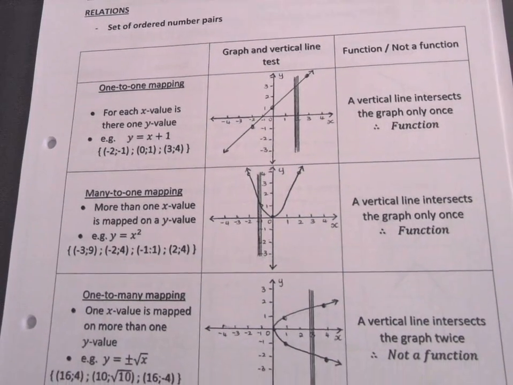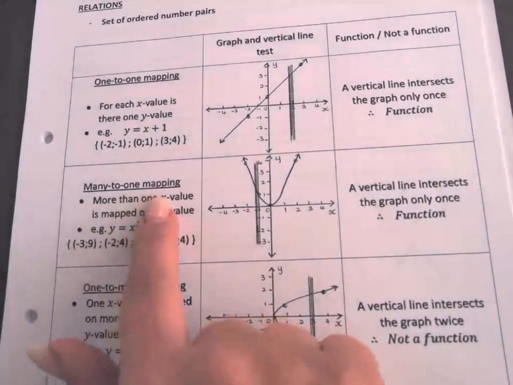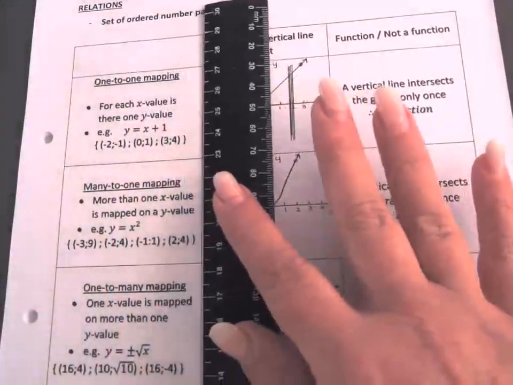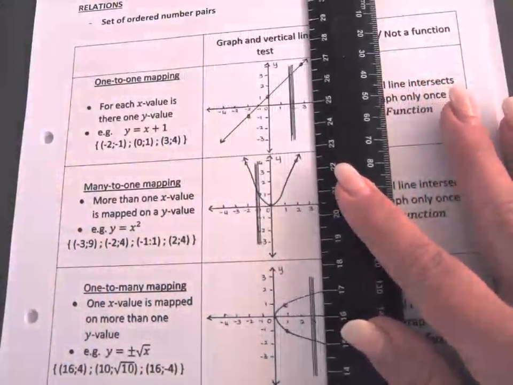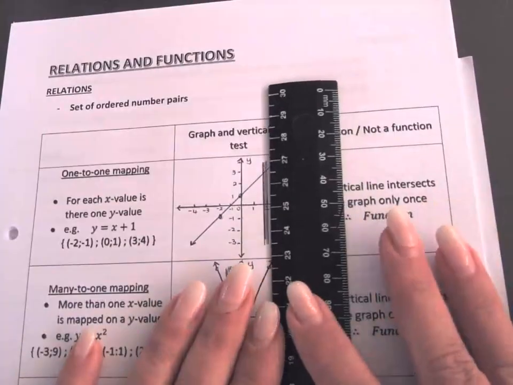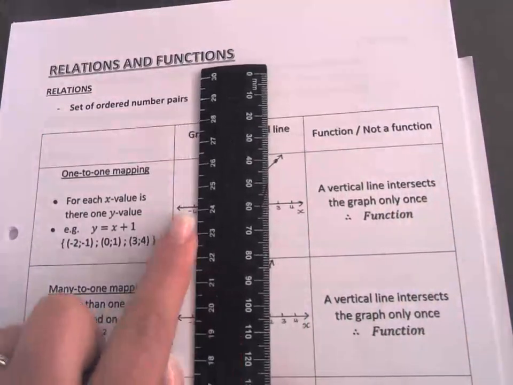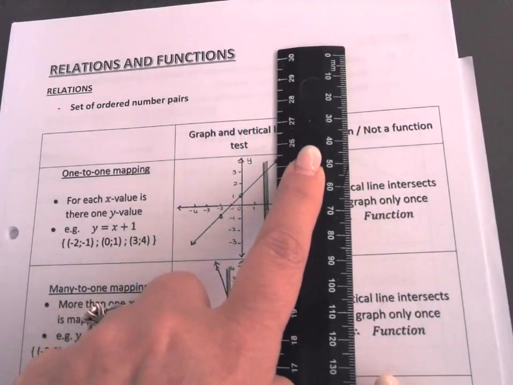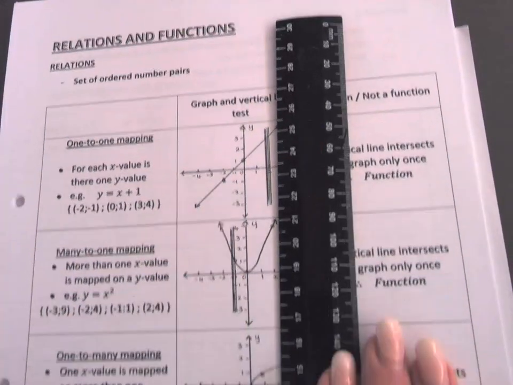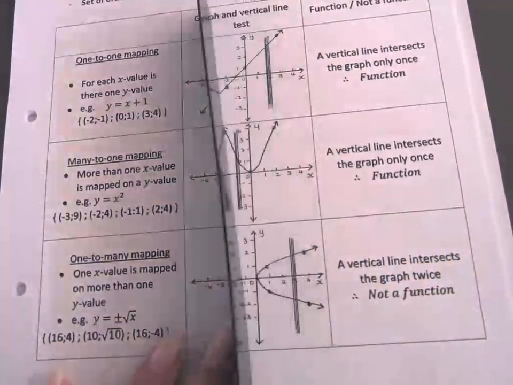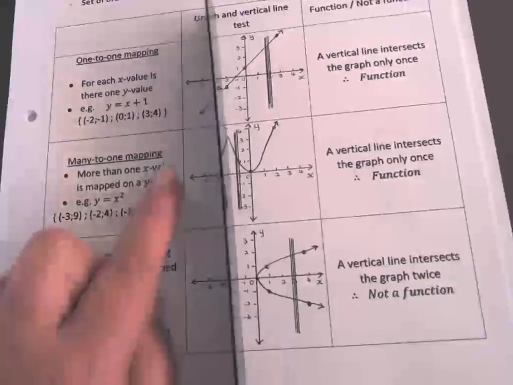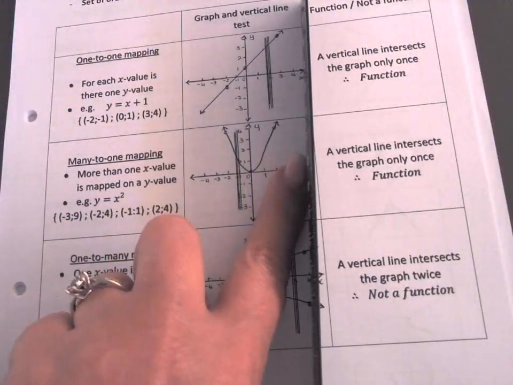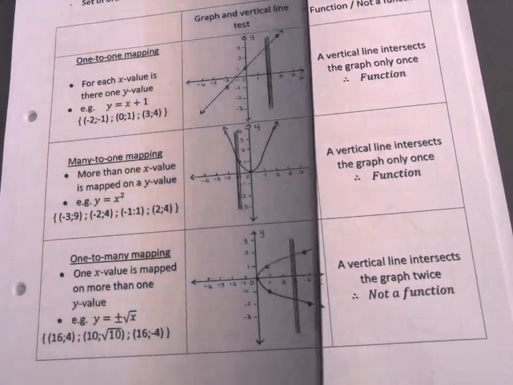Okay? Let's look at another one. The many to one mapping. That means if you go in a vertical line over your graph, like let's do the straight line first, for every x, there's only one cutting of the graph on the y-axis. Can you see? Yes. So if you go like this vertical line over the parabola, you'll see that for every x, there's only one y. Okay, that is the vertical line test.